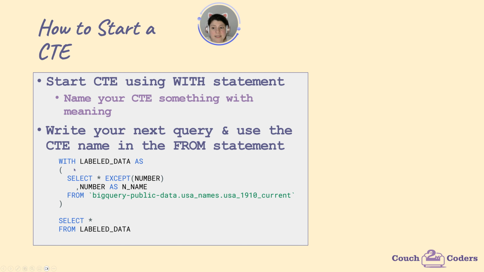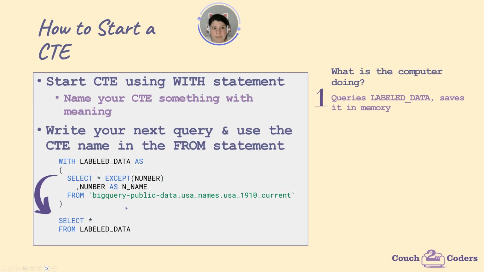We have with, this starts our CTE. Just like case starts our conditional logic, with lets BigQuery know, oh, we're using a CTE. With labeled data as, so this query in here, the select star and this number as n name, this whole thing is now going to be called labeled data. So this is query 1 in that visual that we had before. Then we do select star from labeled data, and that is query 2.